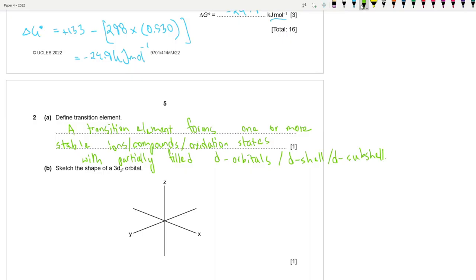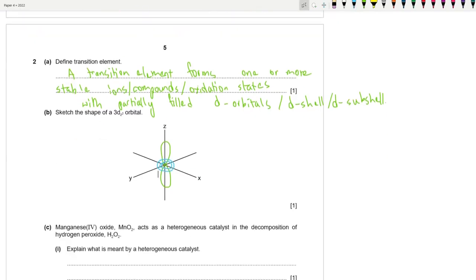Draw the shape of the 3dz square. Okay, so you guys know that there's xy, xz, zx, x square minus y square, and z square. So it is basically like a pz orbital. That means the orbital is a dumbbell shaped orbital which passes through the z-axis, literally passes through it like a skewer. And what else do we have? We have a halo, which is like this basically. Is that clear? We have a halo like this which passes along the plane of the x and y axis. Okay, that's your answer.